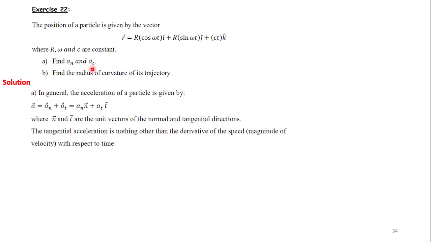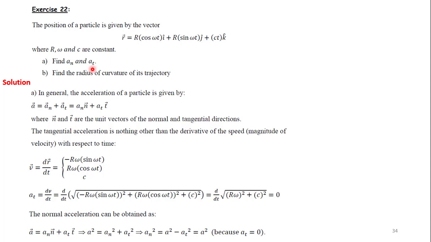We can start by the definition of an and at. So at is equal to dv over dt, so we need to find v. We need first to find the velocity vector, and then we need to find the magnitude of the velocity vector. So let's start to find the velocity vector.